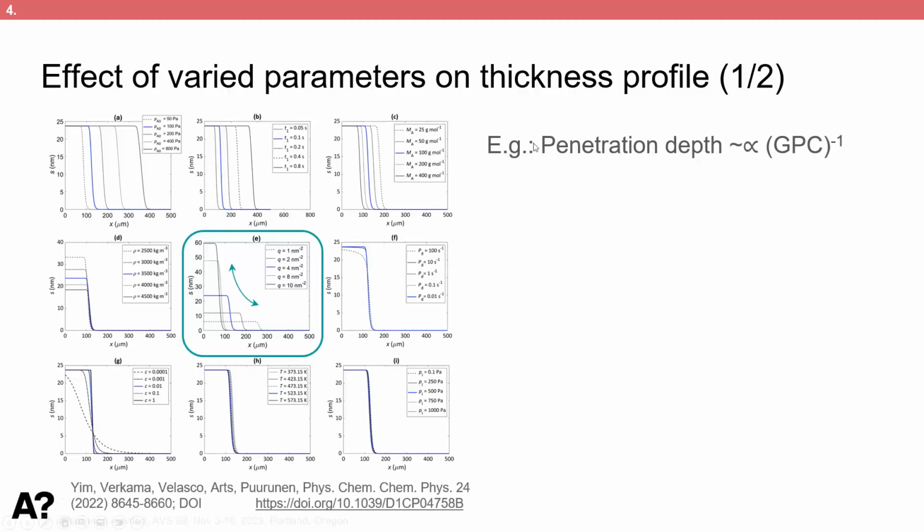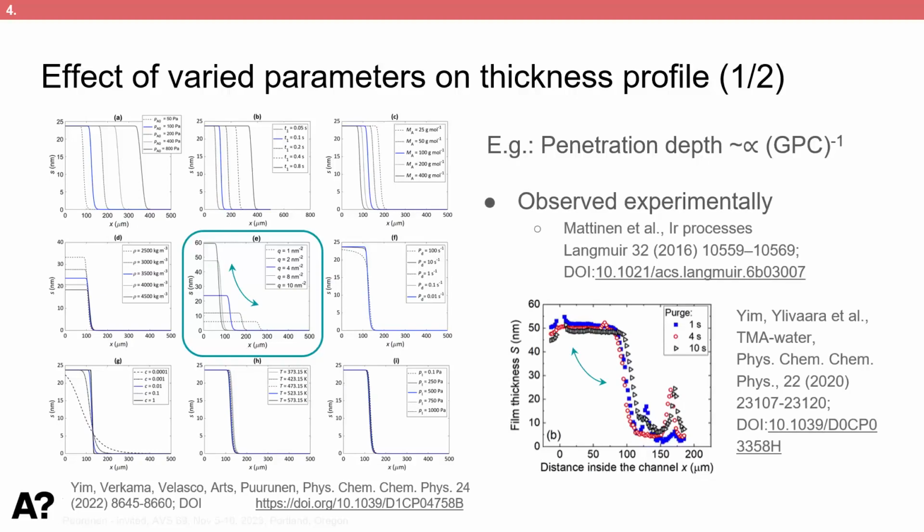So we see from here, by varying just one parameter at a time, that penetration depth is about inversely proportional to the growth per cycle. And this result is new, and it is something that's maybe not totally intuitive at first, but it is something that has been observed experimentally.